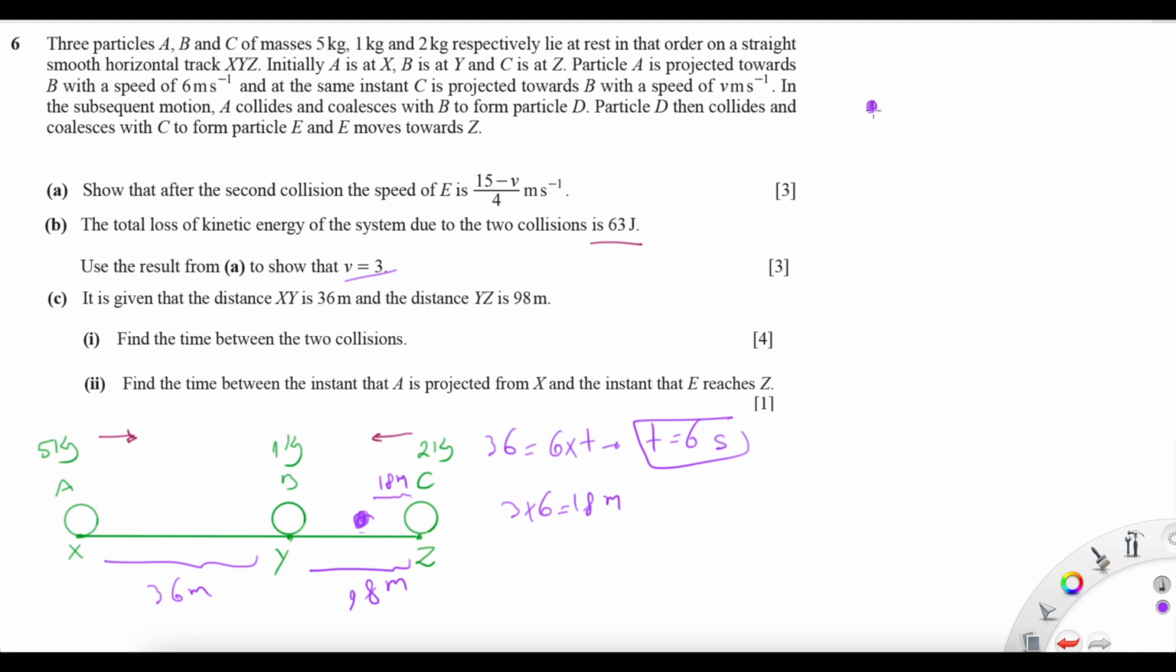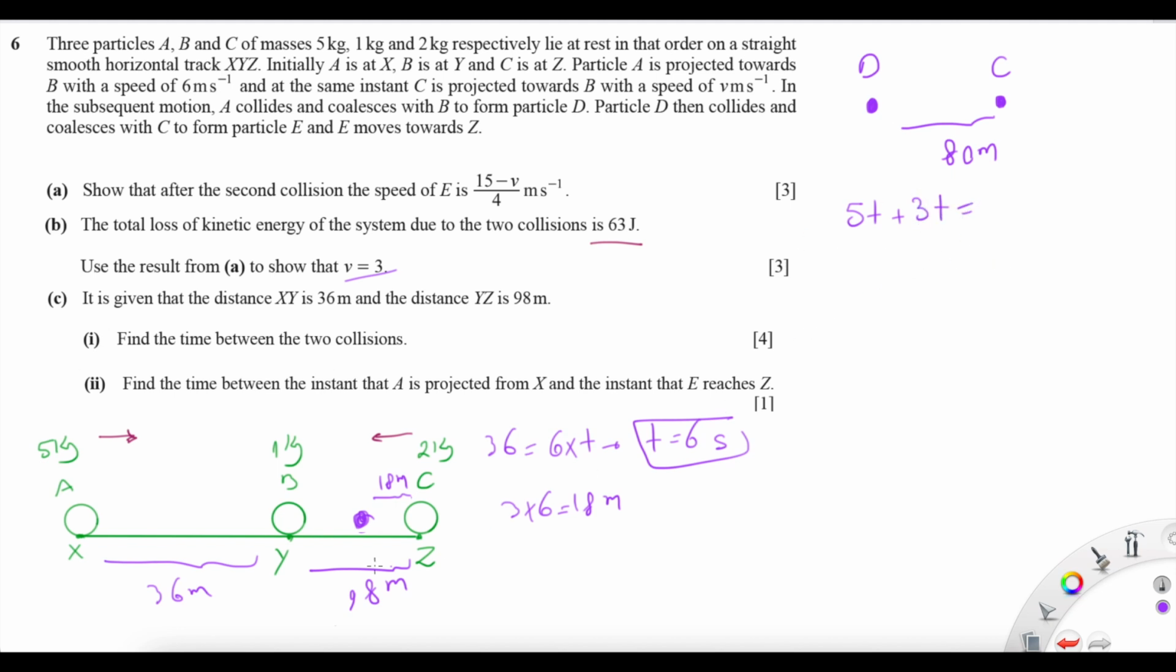So now we have the new situation. A and B coalesce to form D. Here we have object C. Now the initial distance from Y to Z was 98 meters, but C now is 18 meters closer to B. The new distance will be 98 minus 18, which is 80 meters. Now, the speed of D, we found, was 5. So 5t, plus now the speed of C is 3, so 3t.